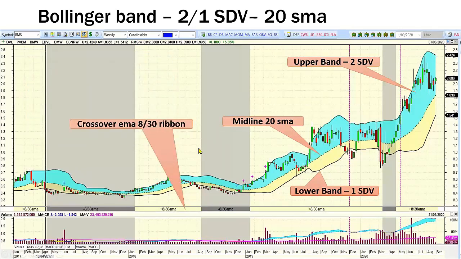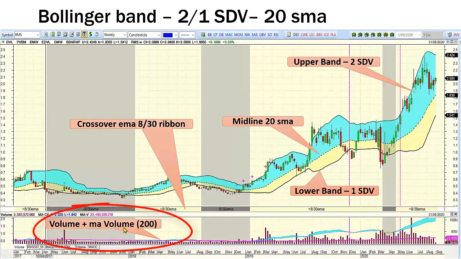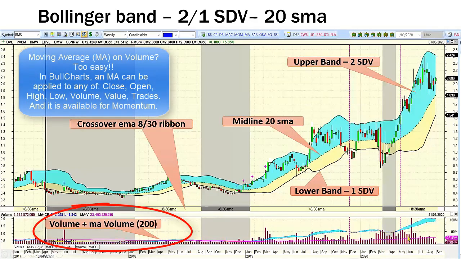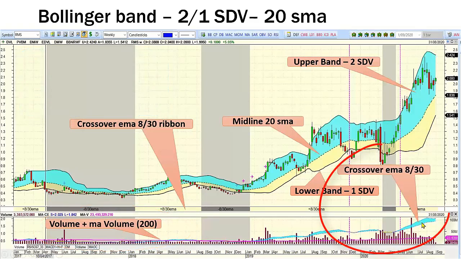Once again, I've got the 8-30 EMA ribbon, and down here, I've got volume and moving average volume. I like putting in a moving average volume because it tells me here there's quite a bit of activity, and it means people are starting to buy. Also put in the 8-30 EMA up here on the volume chart.